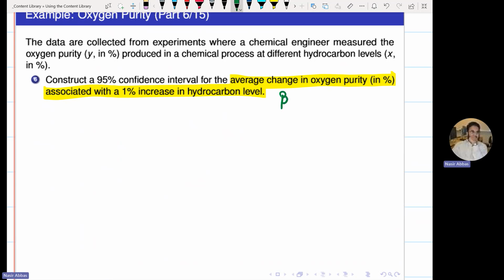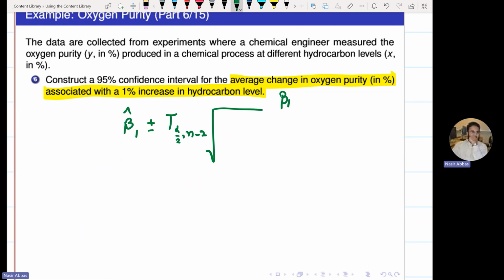This thing is actually beta 1. So what is the question asking you to do? Construct a 95% confidence interval for beta 1. Now you will go to the formula sheet and you will find this. A 95% confidence interval for beta 1 is beta 1 hat plus minus T alpha by 2 with n minus 2 degrees of freedom multiplied by something here. The something is actually the standard error. I will write the formula, but remember, this is the standard error.